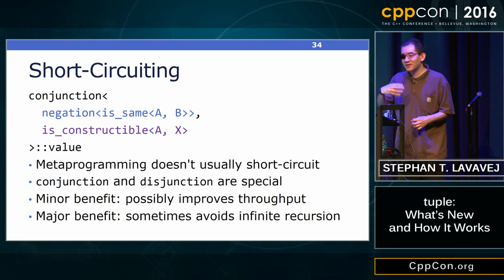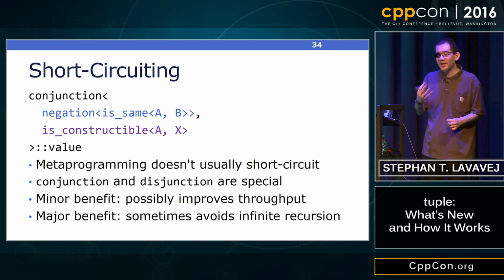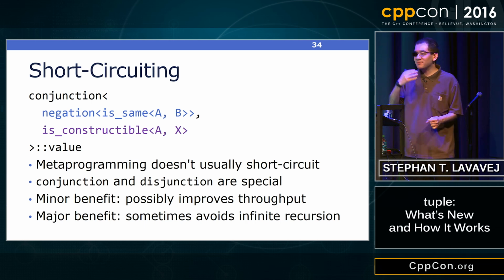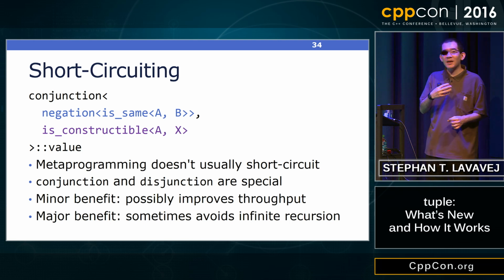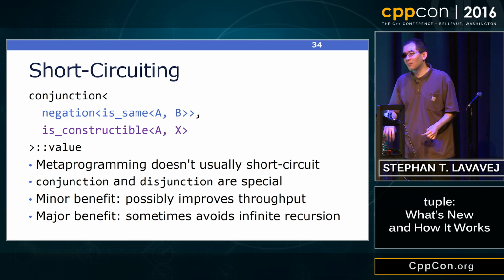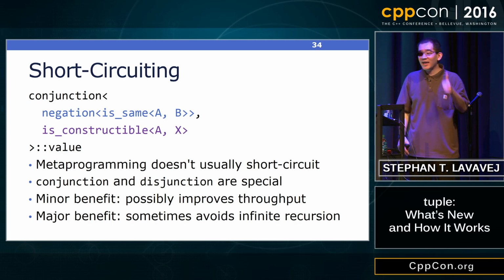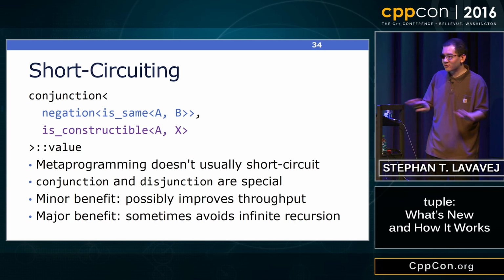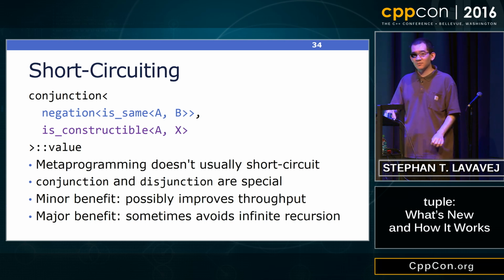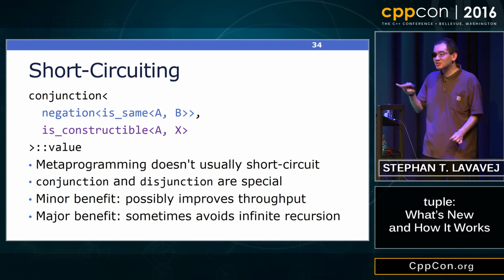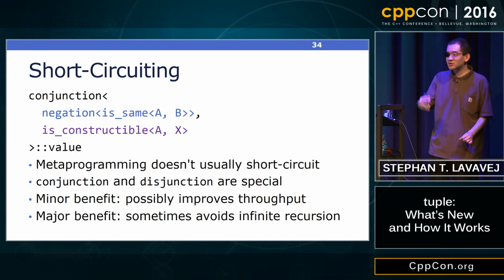So here I have a somewhat realistic example. Imagine I want to ask a couple questions. First, is the type A the same as B, and is the type A constructible from X? And imagine that the overall condition I want is, I want A to be not the same as B, never, ever, ever, and I want A to be constructible from X. Conjunction will answer this. But if I list them in this order, conjunction will do something extra special.